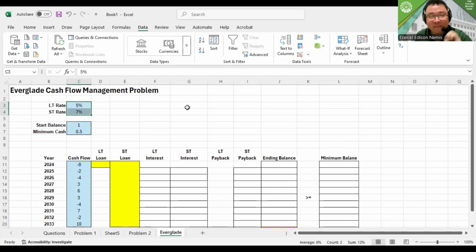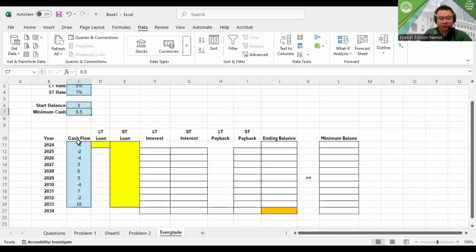In the data, they have 5% for long-term, or for 10 years, and then 7% for short-term. The starting balance was also given to us, indicated as 1. That will be our starting balance. For the minimum cash, it is also given at 50% or 0.5. This data was given to us during the first slide of my PowerPoint. You can always go back to the video from the very start to see all the data written here, so that you won't get confused. Now let's go back to our Excel file.